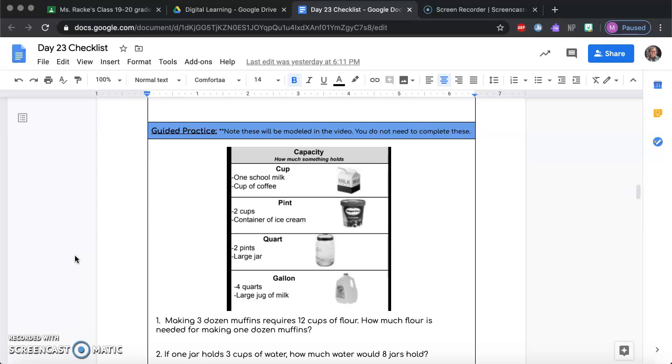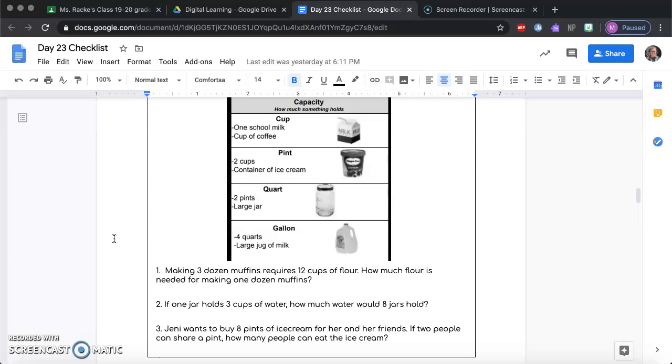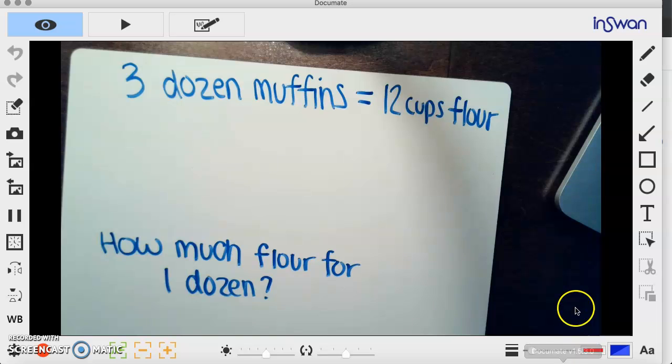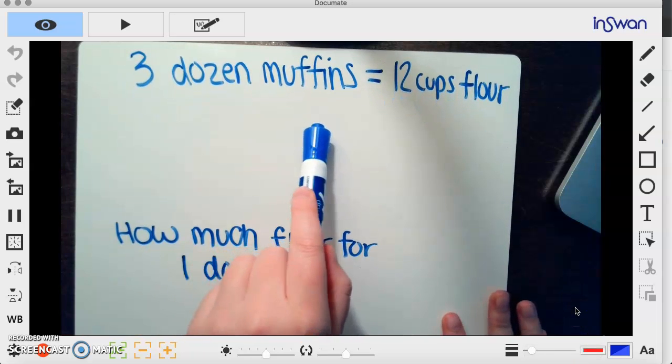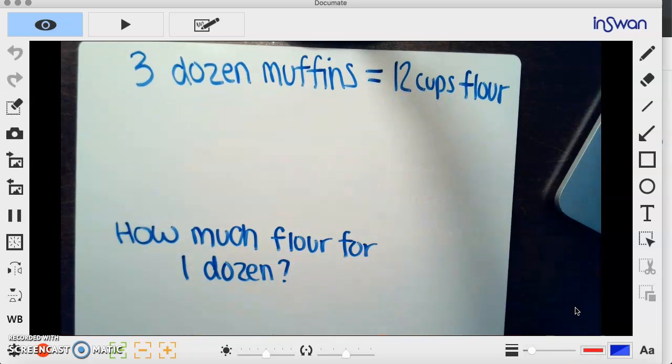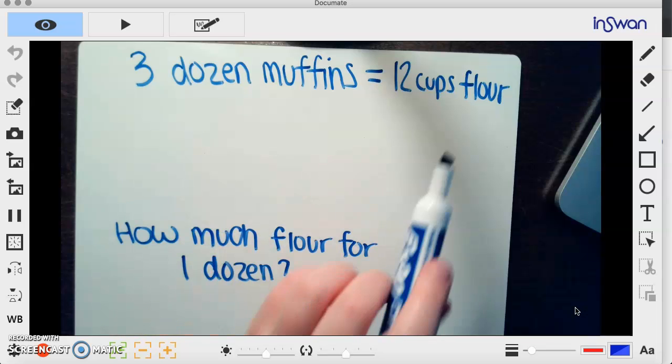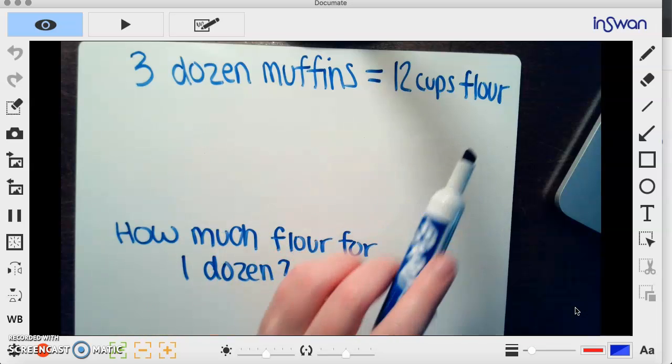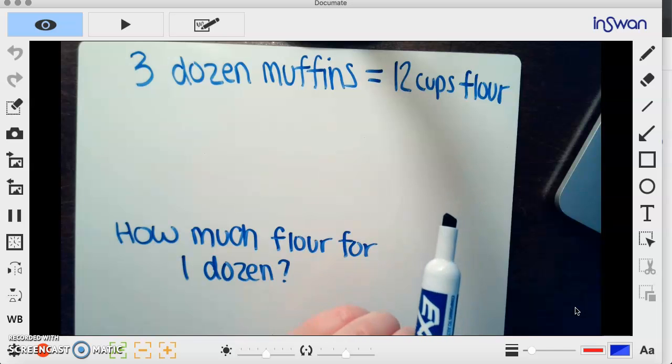So let's go ahead and get into problem 1. It says, making 3 dozen muffins requires 12 cups of flour. How much flour is needed for making 1 dozen muffins? So I have my 3 dozen muffins and it equals 12 cups of flour. So I need to find out how many cups of flour are in 1 dozen muffins.